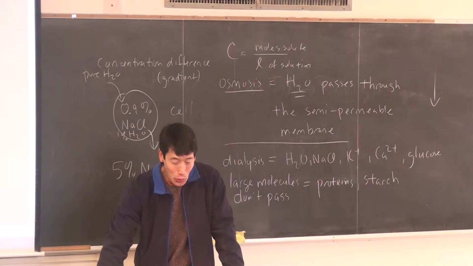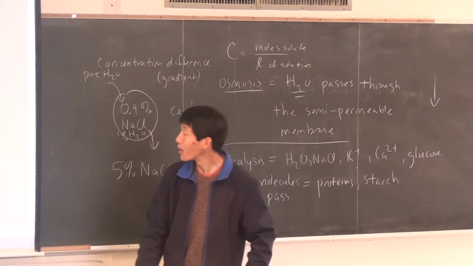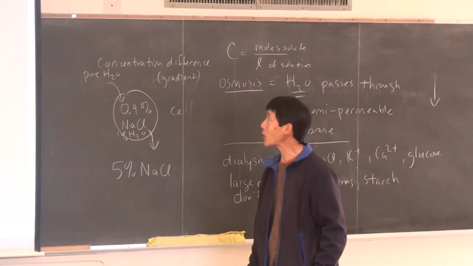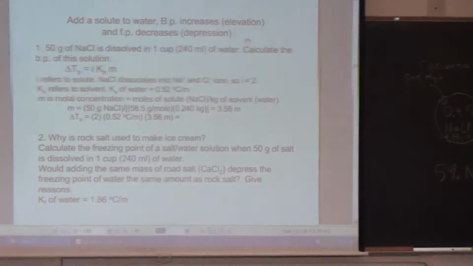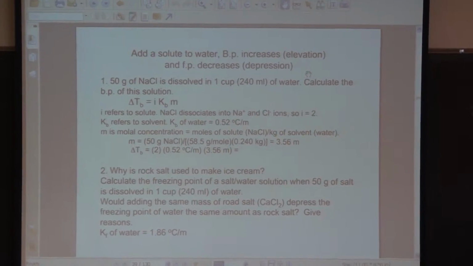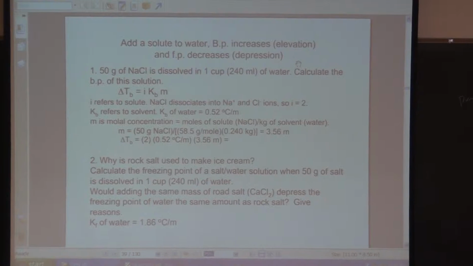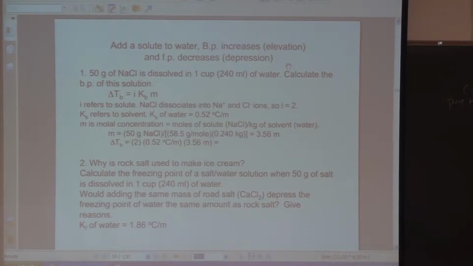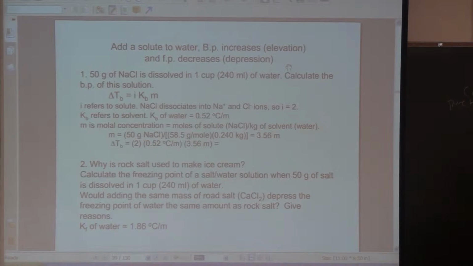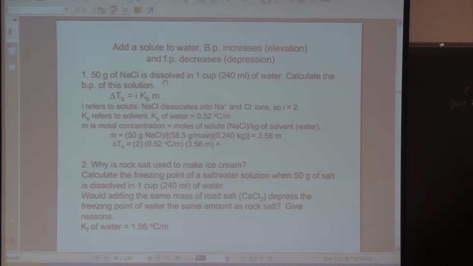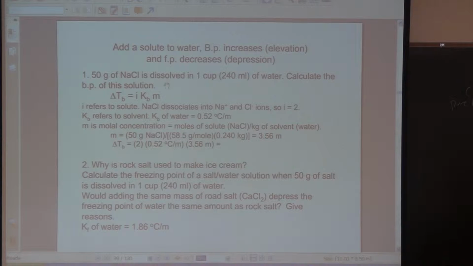Okay, so let's go to this side. Again, if you add solute to water, the boiling point increases or elevates, and the freezing point decreases or gets depressed. And I think we did this calculation in lab on Thursday. If you have 50 grams of salt dissolved in 1 cup of water, calculate the boiling point of the solution. Did we do this? Last week we did, we didn't. Okay, let's go over this again.